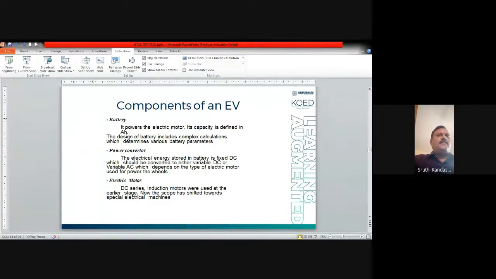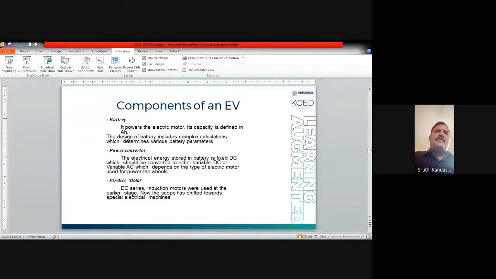Next one is the power converter. The battery gives a fixed voltage, or sometimes a variable voltage. But in an electric vehicle, speed control can be done only through the voltage control of the DC motor. When the armature voltage reduces, the speed automatically reduces. When the armature input voltage increases, the speed also increases. So these power converters play a major role in the e-vehicle.